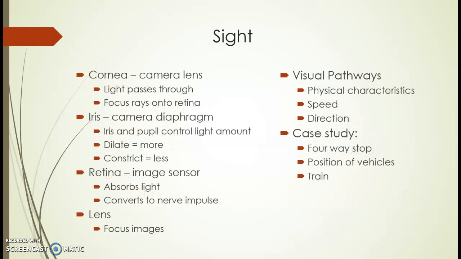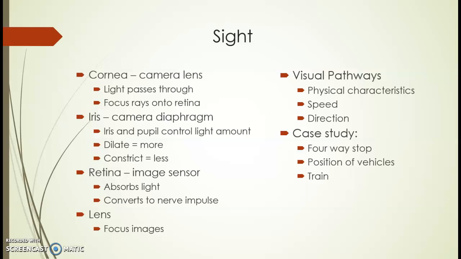How the eye works. The eye is often described like a camera, with the cornea being the camera lens, the iris acting like the diaphragm, and the retina like the image sensor of the camera. In the eye, the light passes through the cornea to the lens, where it focuses light rays onto the retina. The retina absorbs the light, converts it to a nerve impulse, which is transferred along the optic nerve to the brain to be processed.